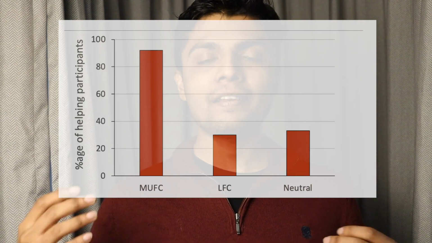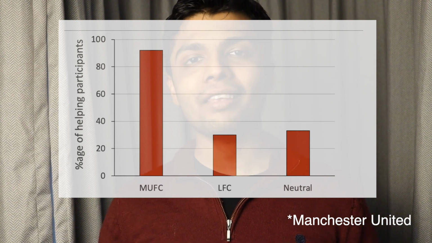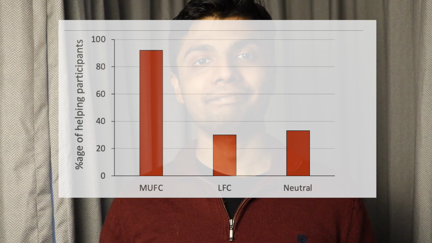So I would ask you at this point, what would you think happened? Take a moment to guess. Well, here are the results. People in fact helped the Liverpool jersey person who tripped more than they helped the Manchester United person, and more than they helped the control group.